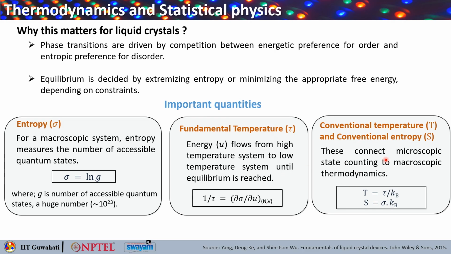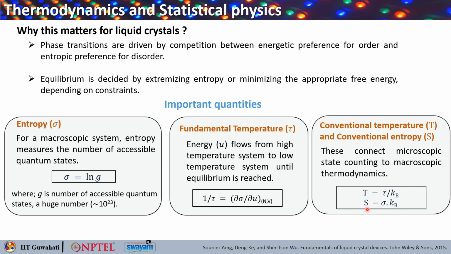And the third important quantities are the conventional temperature and conventional entropy, capital T and capital S. These connect the microscopic state counting to macroscopic thermodynamics. So, you can see capital T equals the fundamental temperature tau divided by k_B, which is the Boltzmann constant.